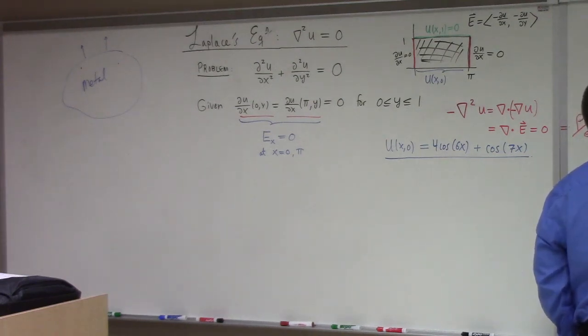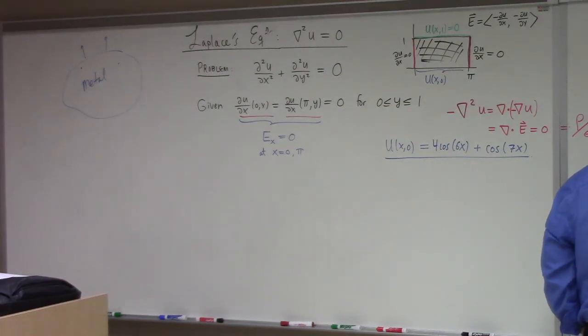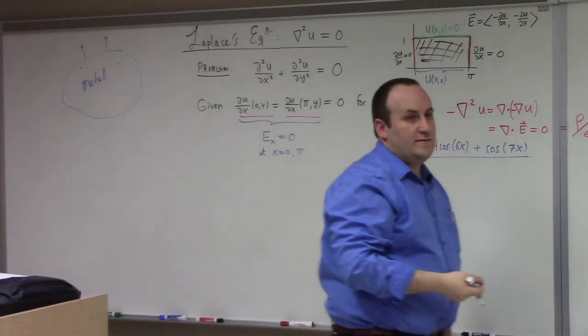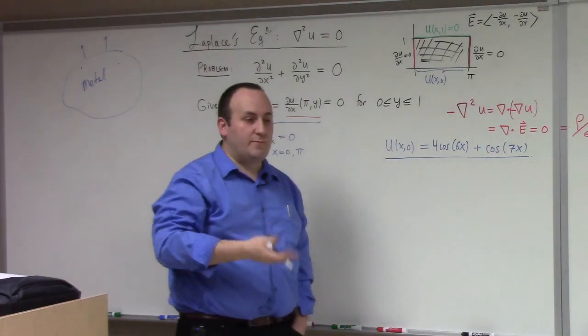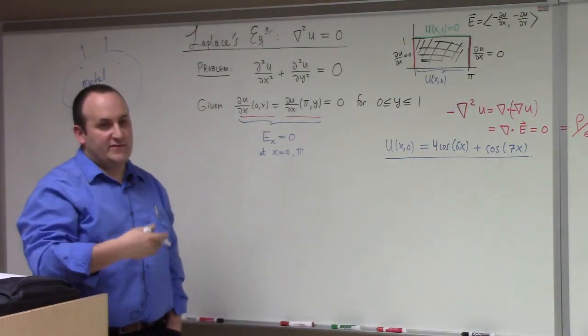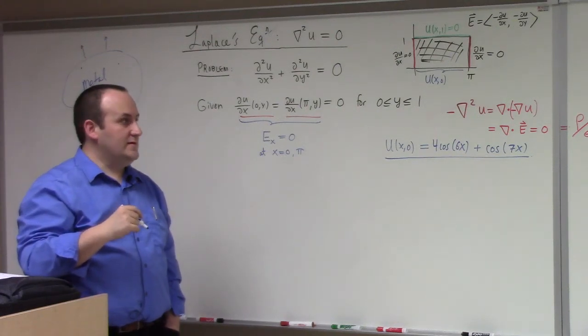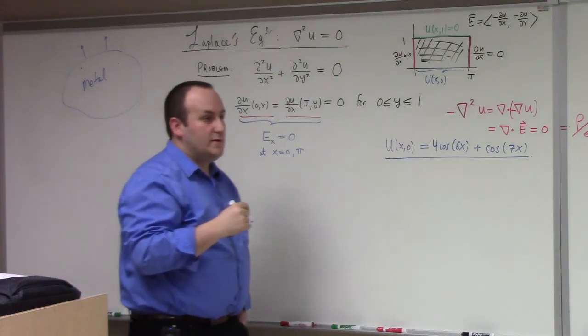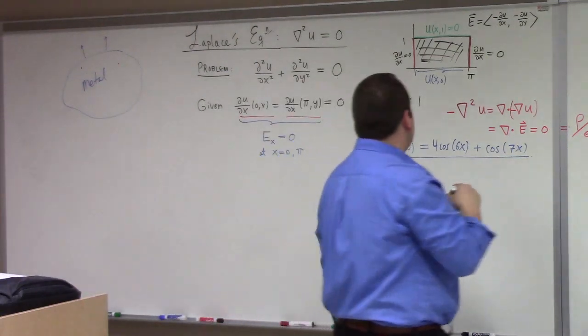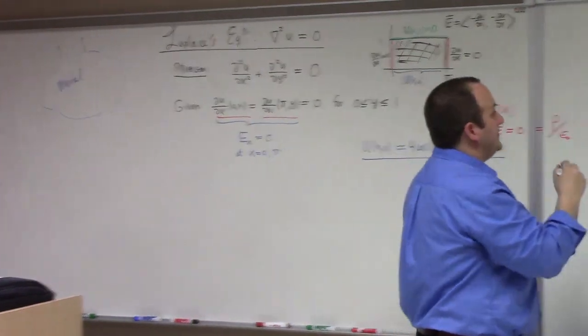Let's see here. How about this? We write our solution as X of x times Y of y, right? That's what we did to solve the wave equation, and that's what we did to solve the heat equation before it. We proposed that our solution was a product of functions of one variable. That same sneaky trick is going to work here. So when you plug this product solution into Laplace's equation, what do we get?